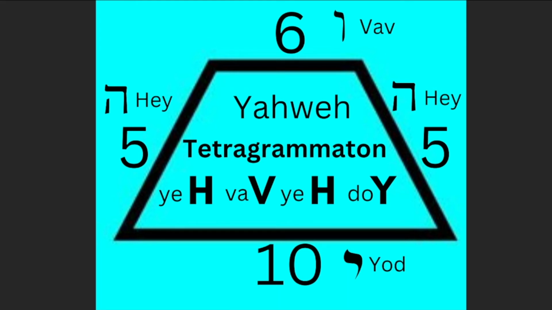Christianity, Hebrew, Jewish. These are all very important concepts. Now, what else does a trapezoid represent? What else can be inferred from this, and what else can be worshipped from this?